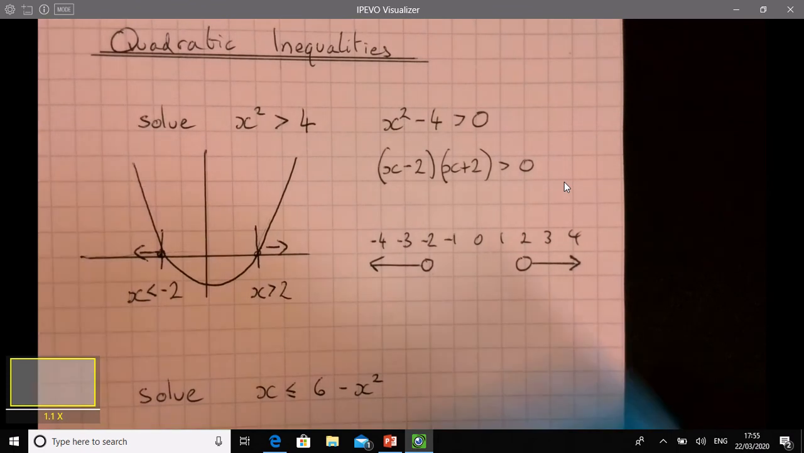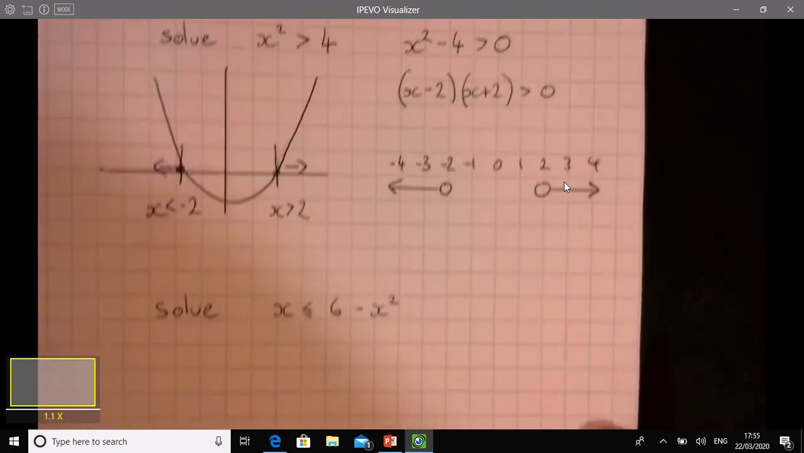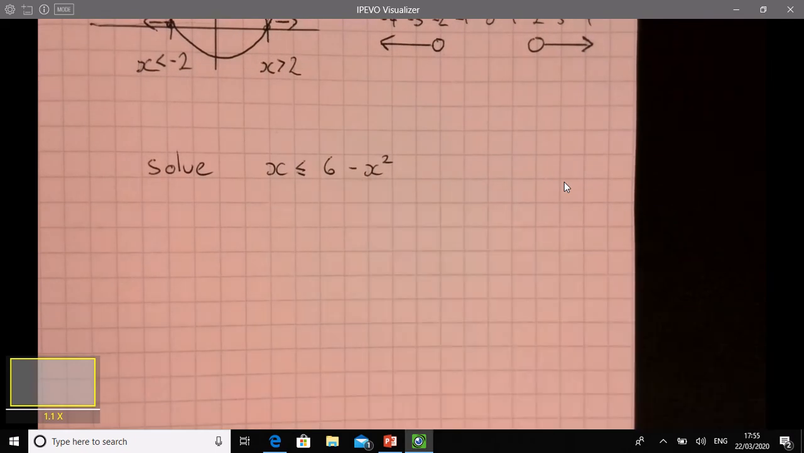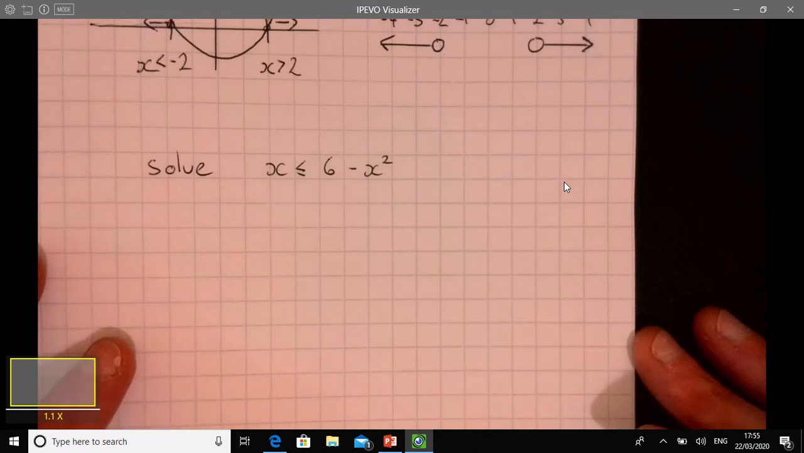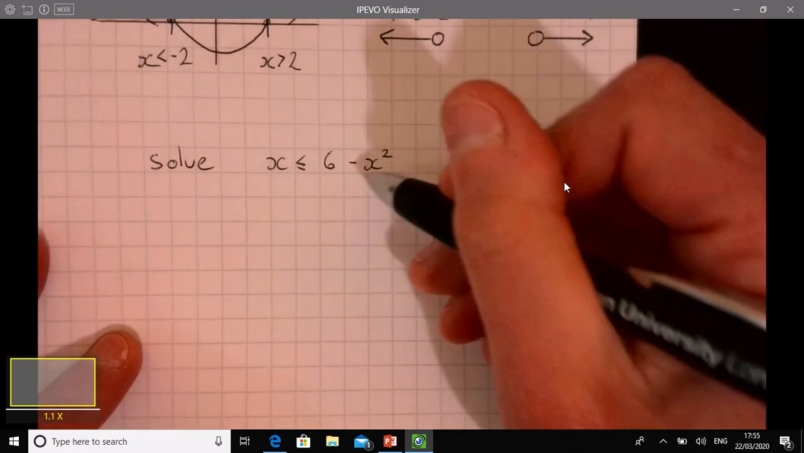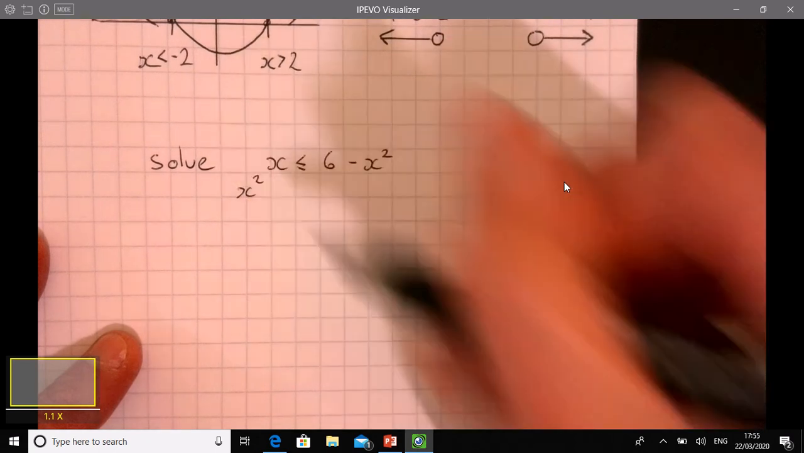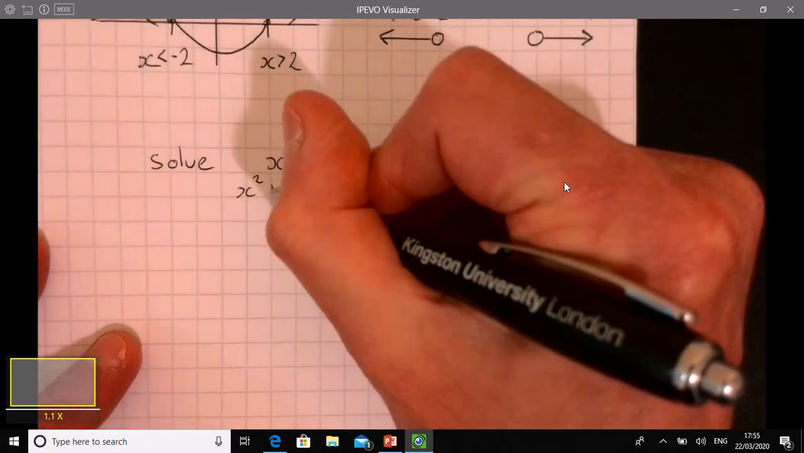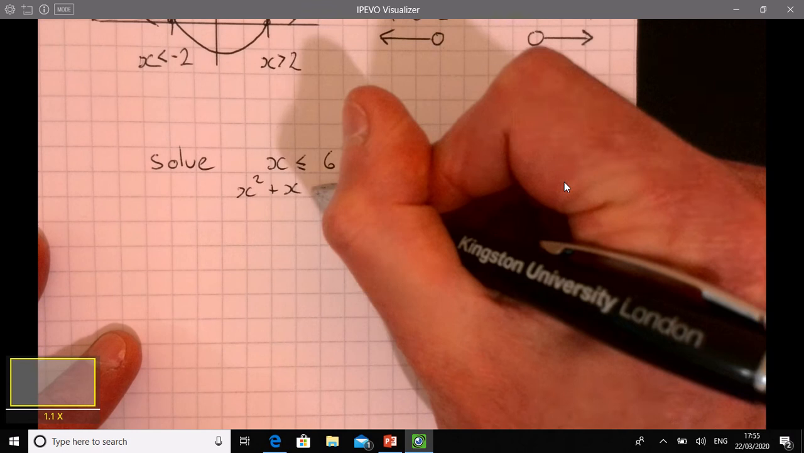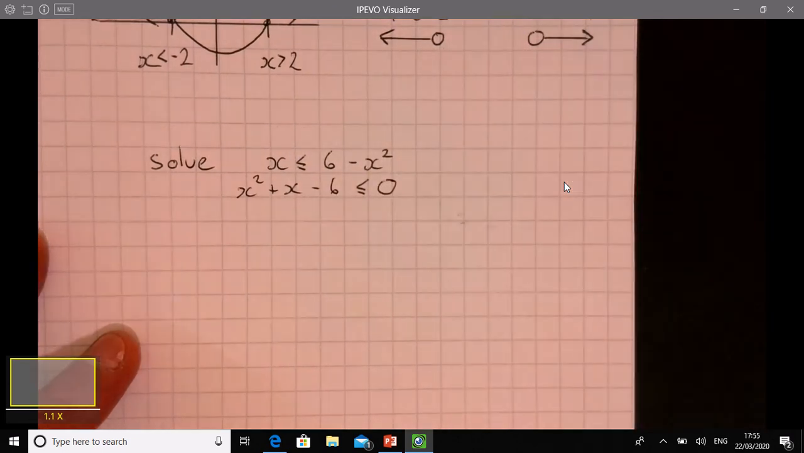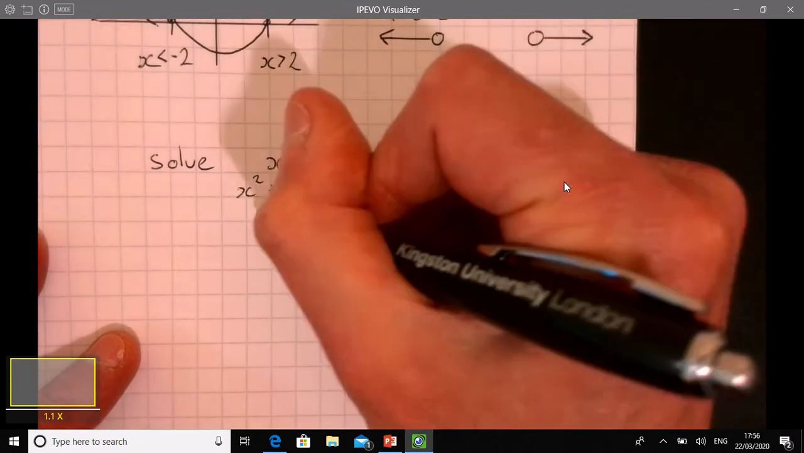Okay, so let's have a look at one that's maybe just slightly trickier than this. Here we go, doesn't look very nice. I don't like the fact that we've got a minus x squared here. So let's do the same approach as we would in solving a quadratic. Let's add x squared to both sides, and take away 6 as well at the same time. So we've got x squared plus x take away 6, less than or equal to 0.